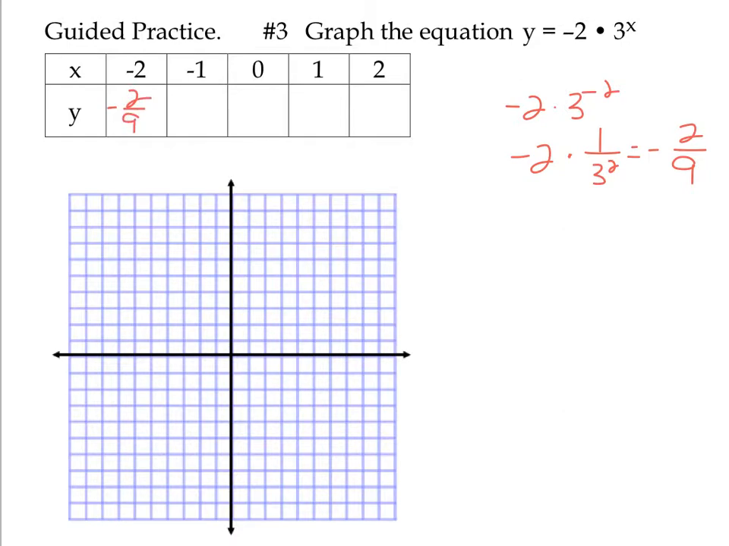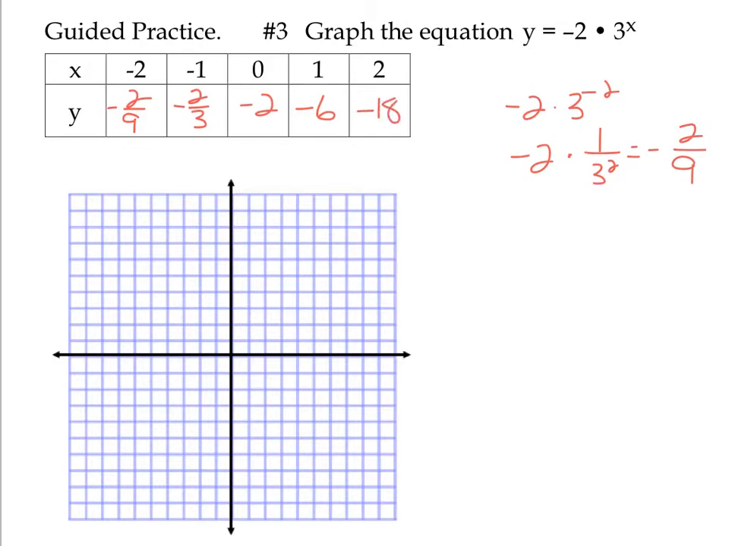We put negative 1 in, it's going to be negative 2 times 3 to the negative first. So it's negative 2/3. You put a 0 in for x. 3 to the 0 is 1, so that's negative 2. When you put a 1 in, that's negative 2 times 3, which is negative 6. And when you plug a 2 in, 3 squared is 9, times negative 2 is negative 18.